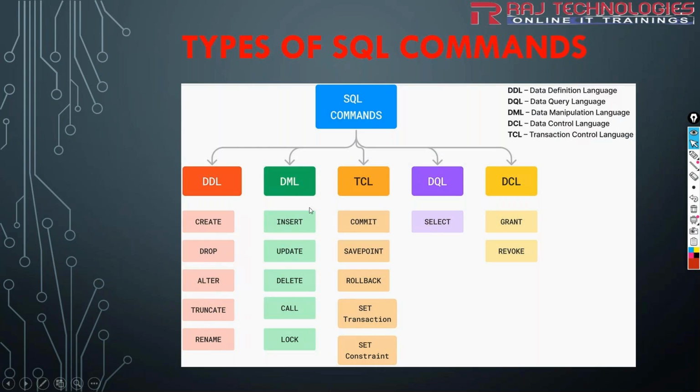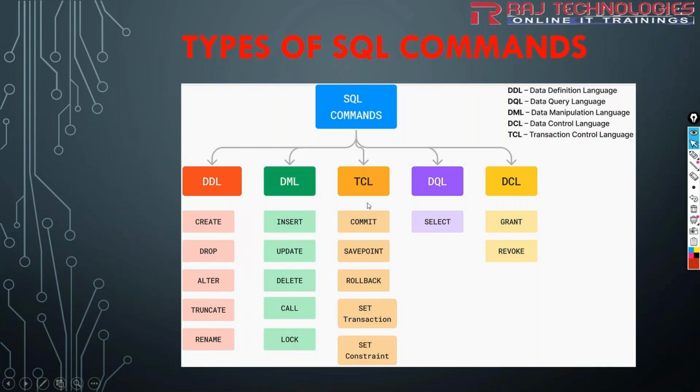Coming to DML, we have insert, update, delete, call, lock like this. Insert is for inserting a record into a table, update is for updating the records, delete is for deleting the records, call is to call a procedure or function.